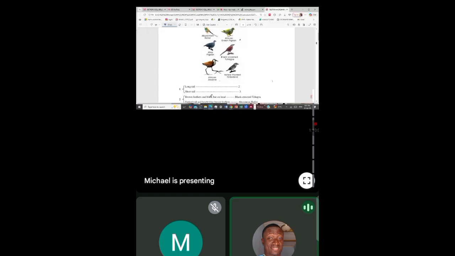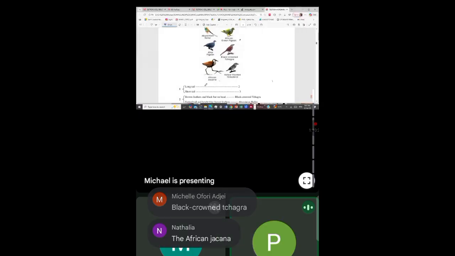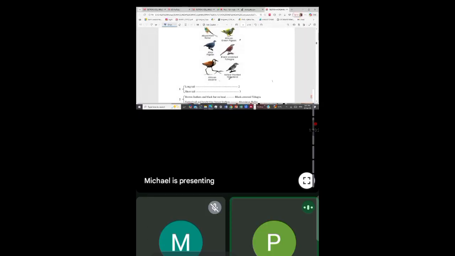Now, we have been scaled down to two from the multitude. The hand is up. The hand is not appearing on my screen. Okay, Patricia, just say it, help us. Okay, someone answered, it's the black crown chagra. Very good, because it has a long tail, it also has brown feathers and the rest.